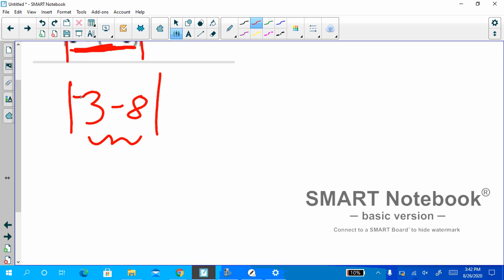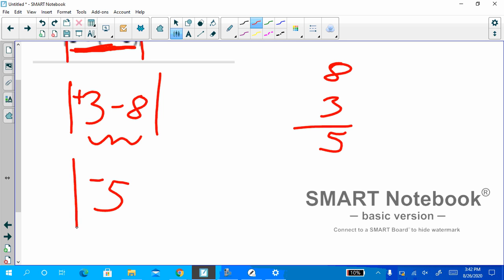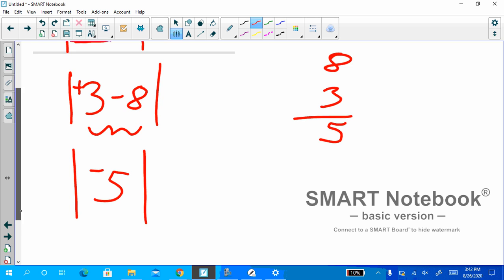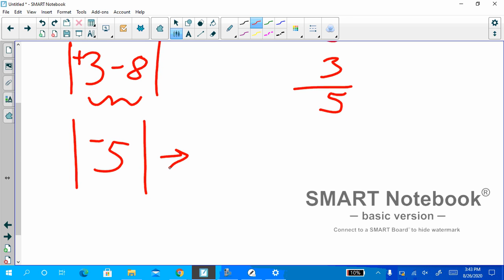The 3 is understood to be positive. The 8 is negative, so opposite signs tell us to subtract. 8 take away 3 is 5. If we take the sign of the bigger number, which is 8, that's negative. And then we can conclude by taking the absolute value of -5 and get +5.